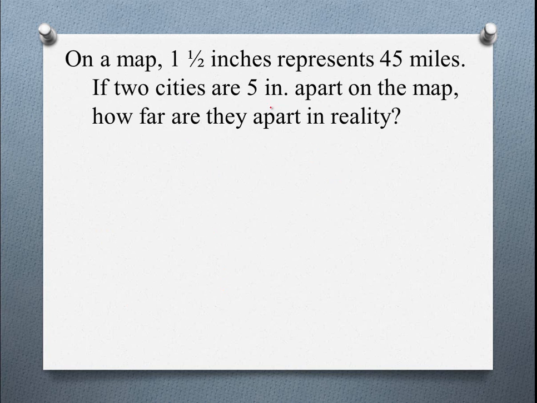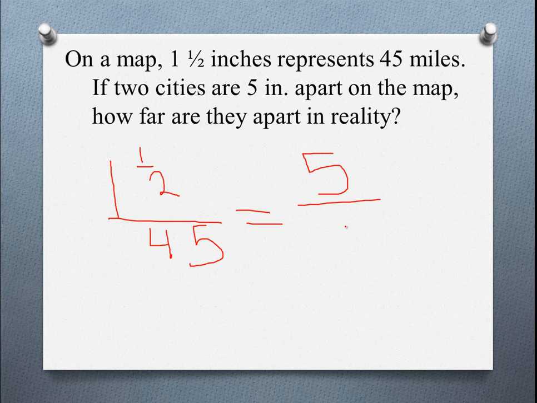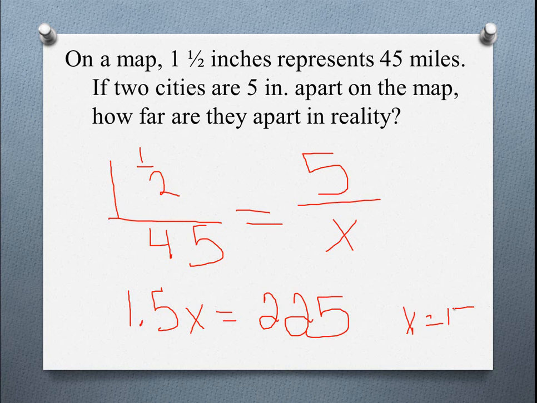Okay, so on a map, 1.5 inches represents 45 miles. Let's write that. Equals 5 inches apart is how many miles? So now I'm going to cross product. I'm going to change that 1 1/2 to a decimal so it works nicer. Now I can only do that with decimals that don't repeat. And then 45 times 5 is 225. Divide both sides by 1.5, and I get x equals 150.